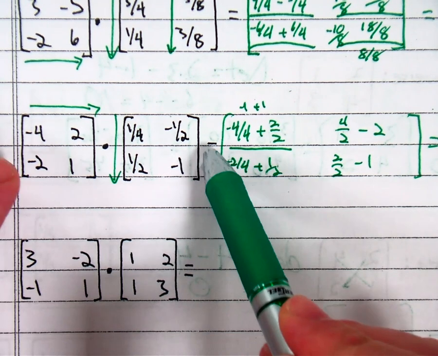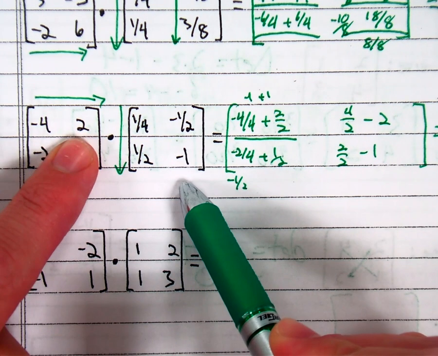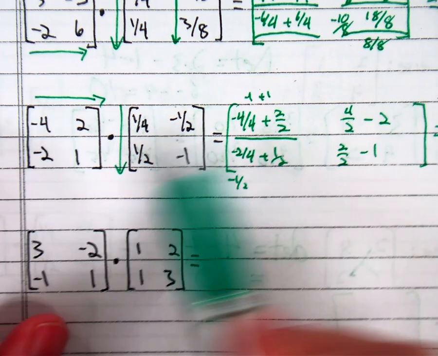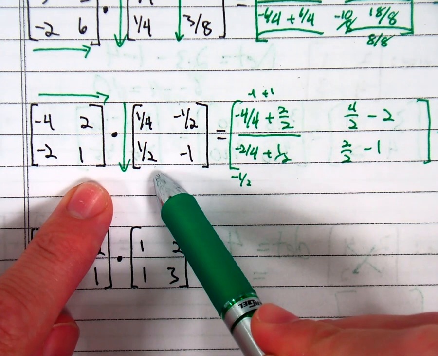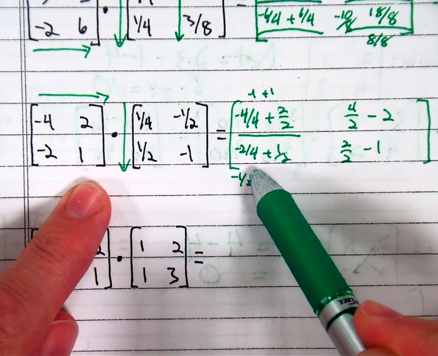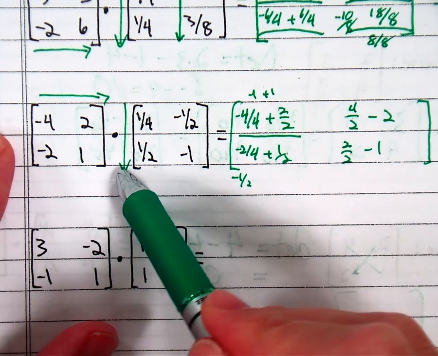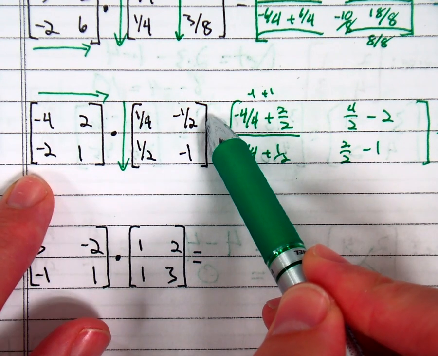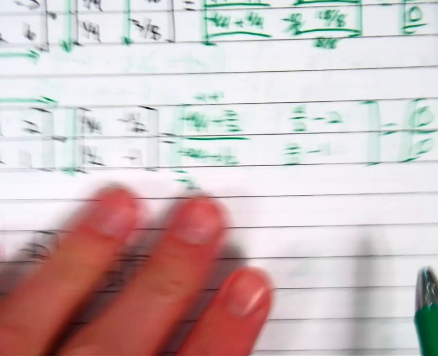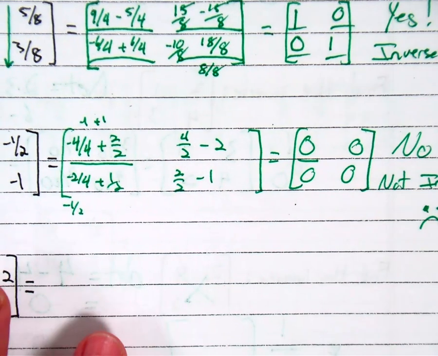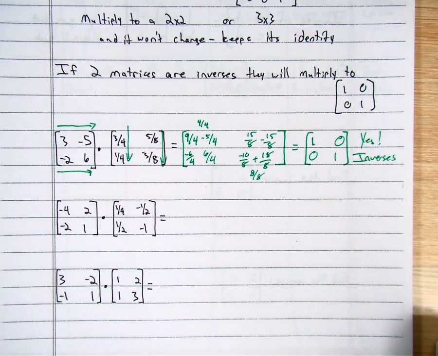Row times column. We'll have positive 4/2, negative times a negative, so positive 4/2, and then a negative 2, for 0. Row times column, we'll have negative 2/4 and positive 1/2. Negative 2/4 is the same as negative 1/2, so that's going to cancel out. We'll have another 0. And here we'll have positive, negative times a negative. We'll have a positive 2/2, which is 1, and a negative 1, which is 0. So that's how we got a matrix full of zeros, and they are not inverses. I guess we could just leave that one there, huh?